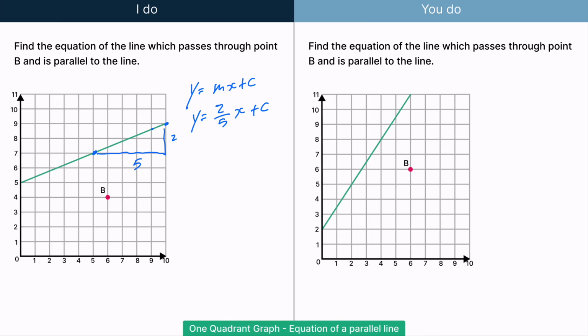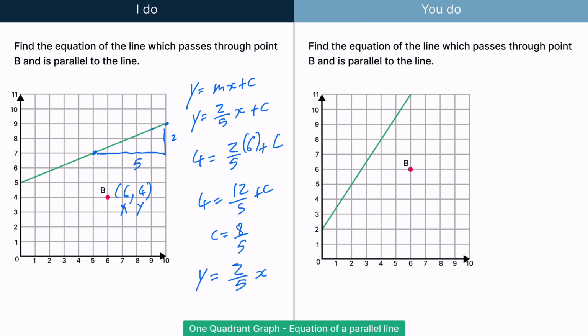And now to find the y-intercept, all we need to do is substitute the coordinates of this point in. So the coordinates of this point are 6, 4. So x is 6, y is 4. And I can say y is 4, x is 6, plus c. And we can say, well, that is 12 over 5 plus c. And if I do 4 take away 12 over 5, that gives me 8 over 5. So c is equal to 8 over 5. And we can then say that is going to be y is equal to 2 over 5x plus 8 over 5. That is our answer there.